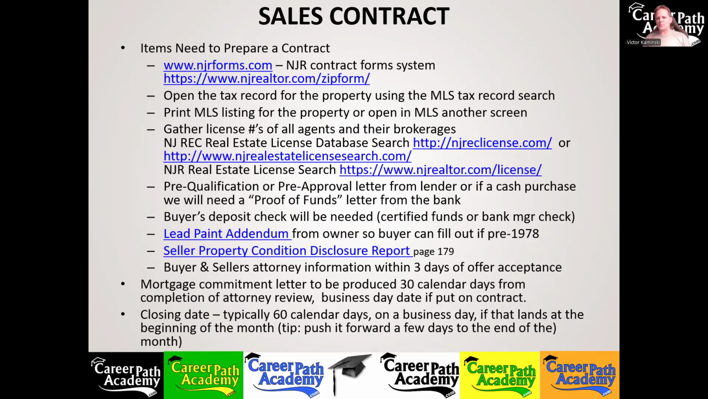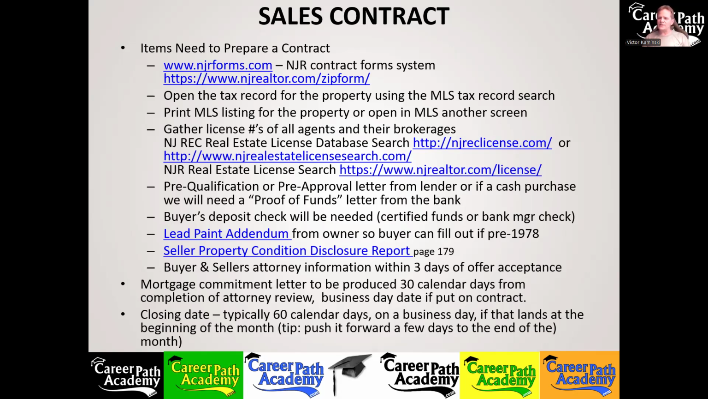If the property was built prior to 1978, we're going to need that lead paint addendum statement so that the buyers can now sign it. Same thing with the seller's property condition disclosure, so we could review it and then sign it. The buyer and seller's attorney's information, we're going to need to get that if you don't have it right now, because once we're notified the offer is accepted, within 3 days, we got to get that offer over to the attorneys.